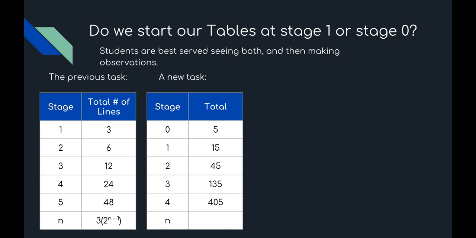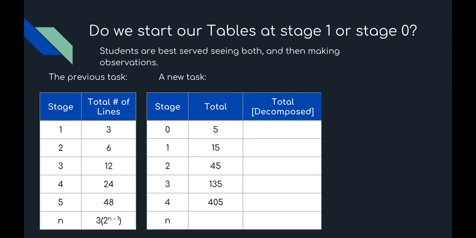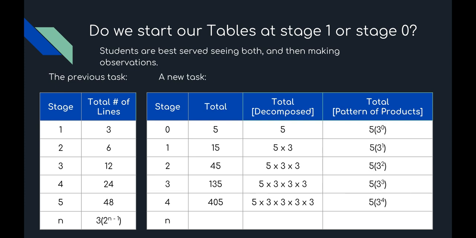Students may notice that we're increasing by a factor of 3 each time. Let's go ahead and decompose those numbers. And then, let's go ahead and build a pattern of the products. 5, 5 times 3, 5 times 3 times 3, and so on. Let's go ahead and take a look at that pattern. 5 and no products of 3, 5 and 1 product of 3, 5 and 2 products of 3.